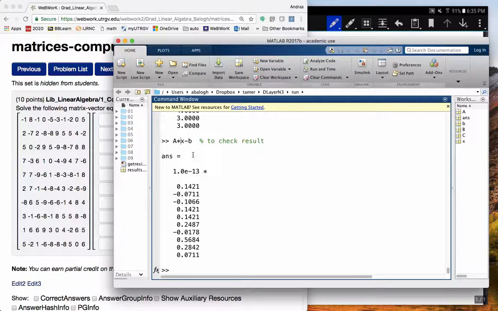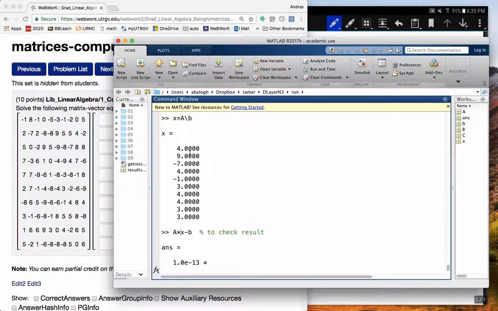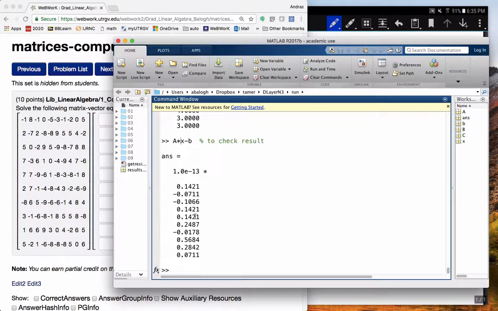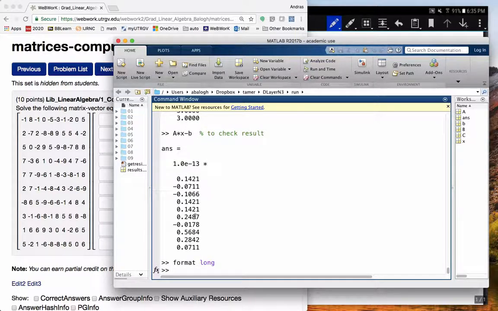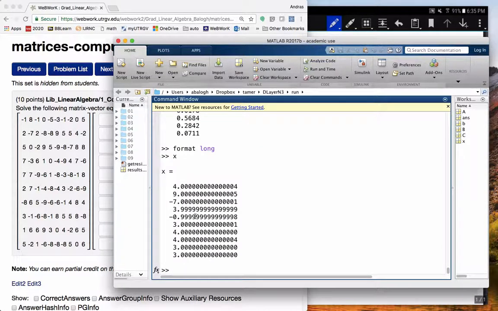Of course, the reason for that is that although our solution is supposed to be integer in these cases, if I choose format long and then check what x is, you will see that this is not exactly 4. There are some non-zero decimal digits, and also the fourth entry is not exactly 4, it's 3.9999999. So this is all coming from rounding errors in the computer.